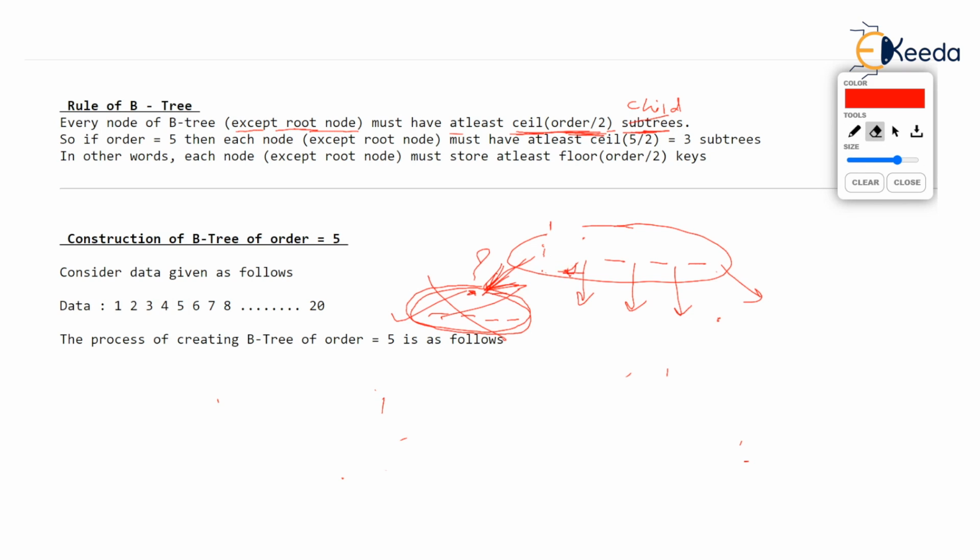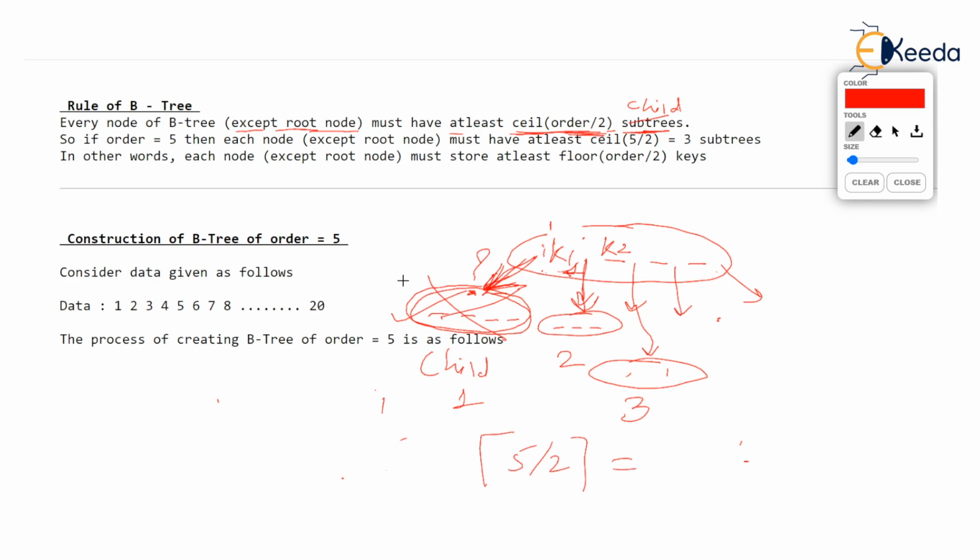So imagine that we have k1 and we have k2. Then there can be a node to the left of k1. There can be a node to the right of k1, because now you know which keys to distribute, which are greater than k1 but less than k2. And there can be a node to the right of k2. Now, how many child nodes do you have? You have child 1 here, this is child 2, child 3. And that's exactly ceiling of 5 by 2, which is 3.